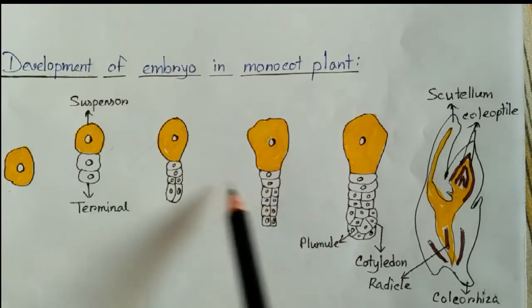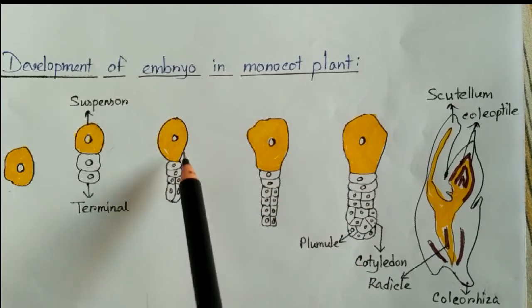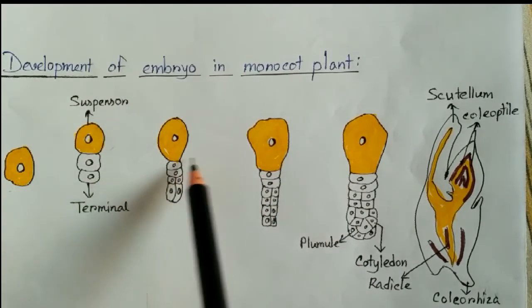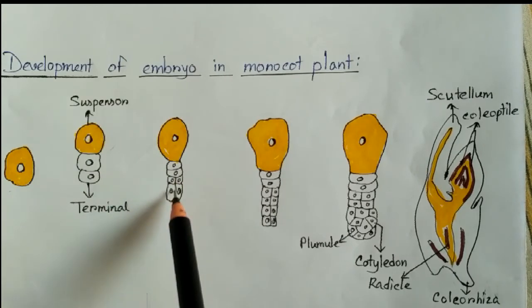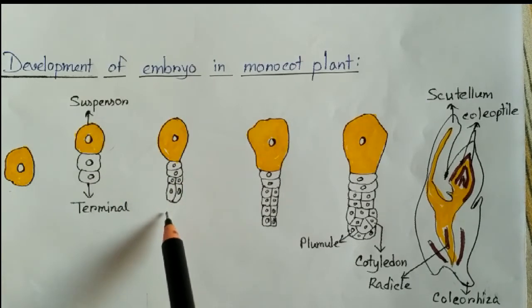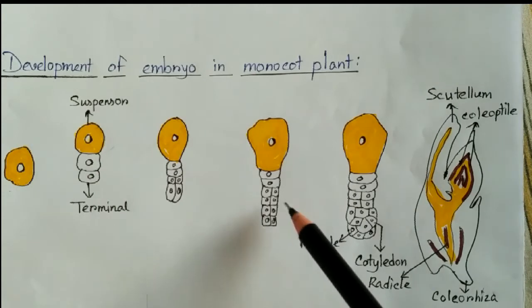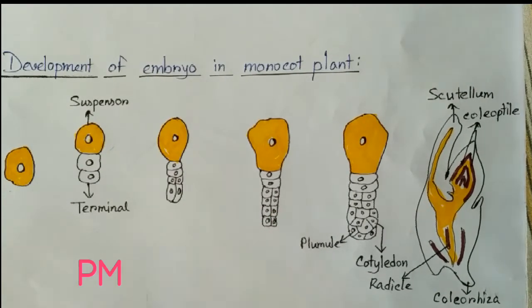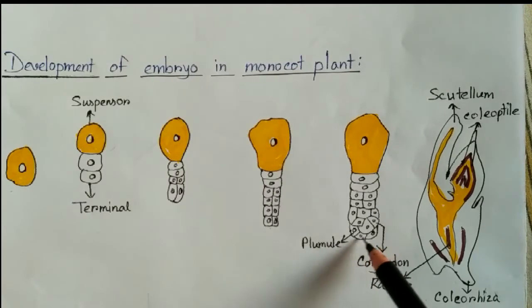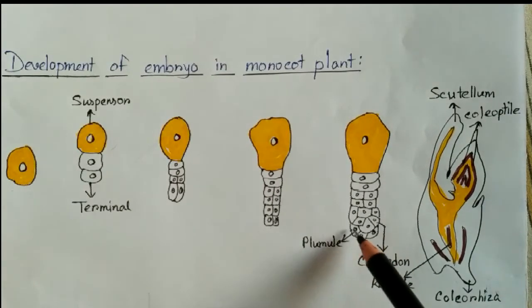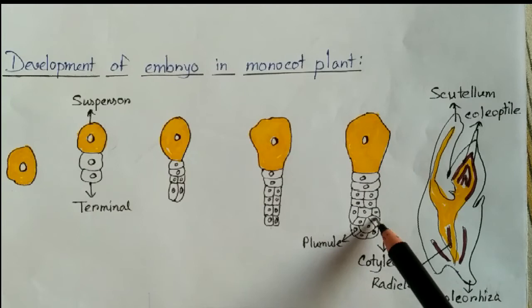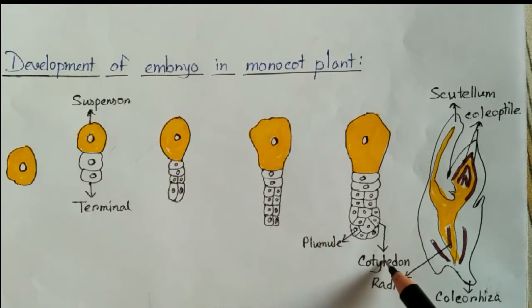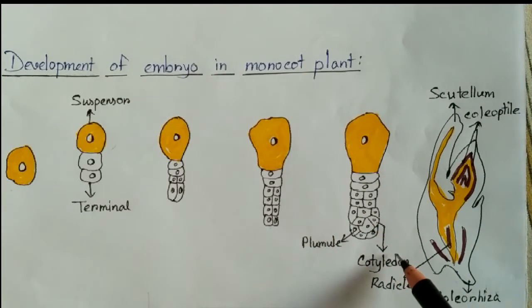And here the upper portion cells, meaning the suspensor cell, divide horizontally and the terminal cells divide longitudinally. Here again the octant forms 8 cells. Outer surface cells form the plumule and these cells form the cotyledon. Here one cotyledon is present, that is why it is called a monocot plant.